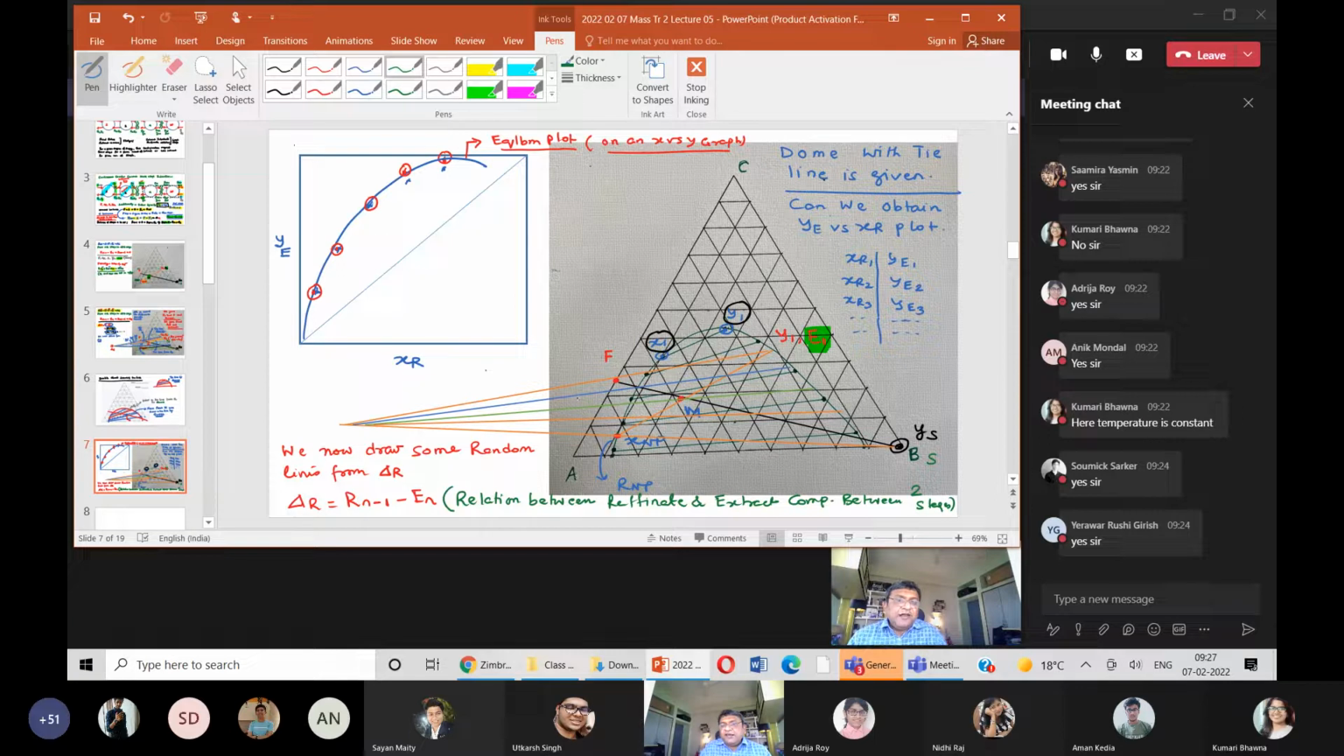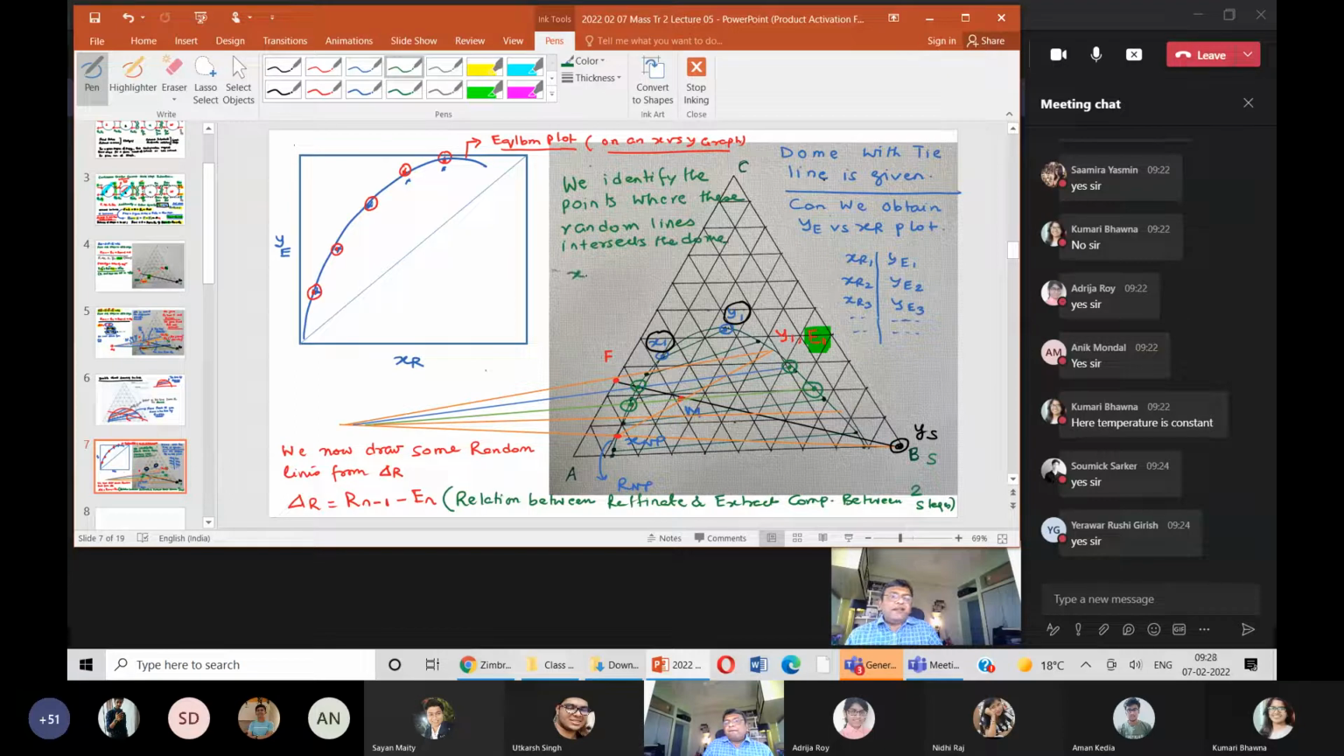So let's say from these lines, we identify where these lines intersect the dome. Right? We identify the points where these random lines intersect the dome.